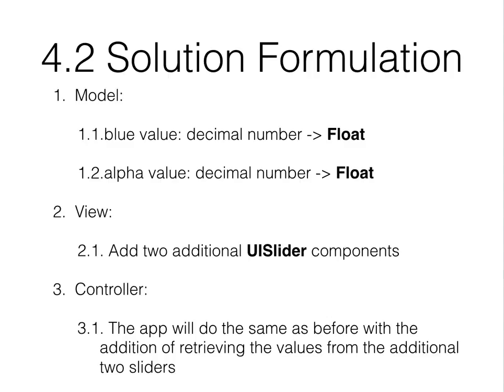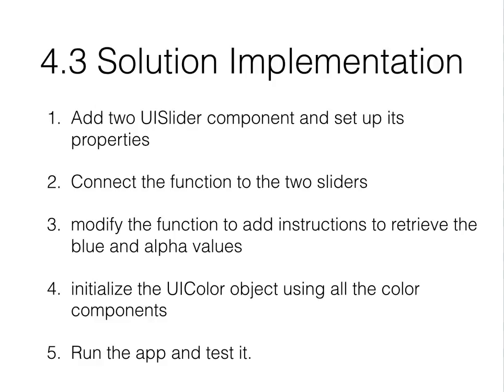The view needs to change, so the original parts of the view remain unchanged. We just need to add 2 additional sliders, and of course we need, now you know it, to connect these 2 sliders as outlets, so I can retrieve the values, and I also need to connect them as actions so that when they change, the color can change as well. And in this case, since the function change color already exists, I will connect the slider action to that function.